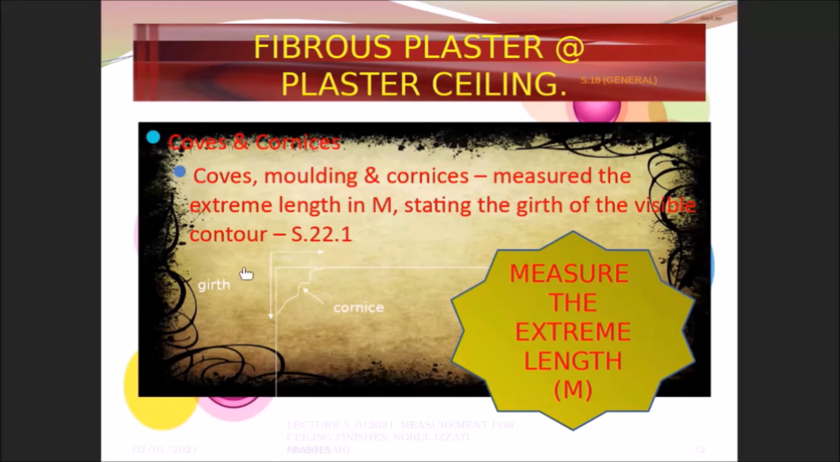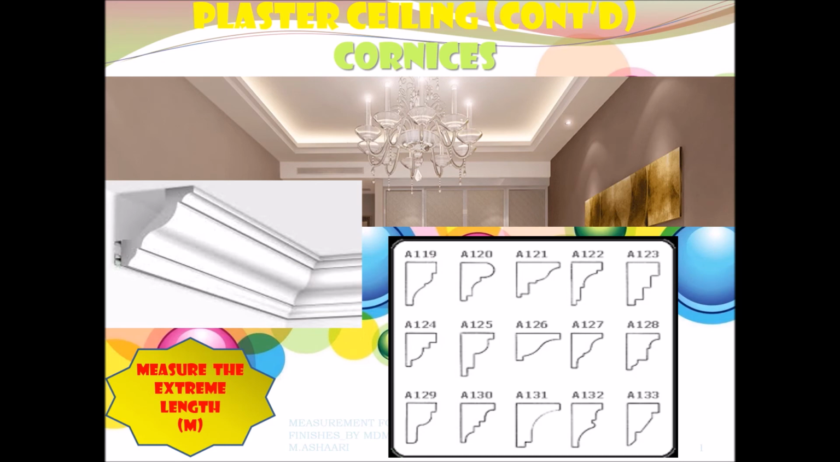How do you want to measure the girth? This is the girth. If the girth is not given, you can make an assumption. If the girth is given in the specification, then you have to state it. This is an example of the cornice that you can see from the construction. You can see the cornices are installed basically at the edges of the wall, at the ceiling. So when you measure the cornice, you have to measure in meter.